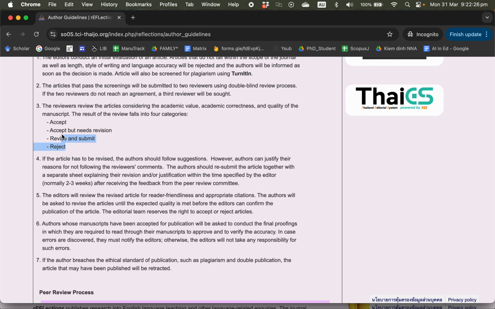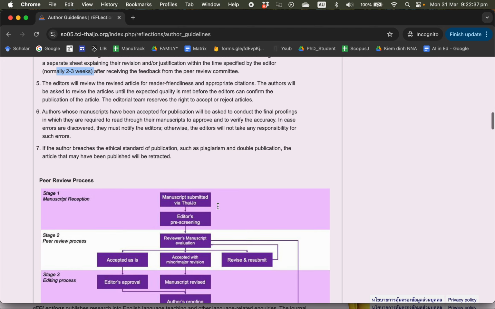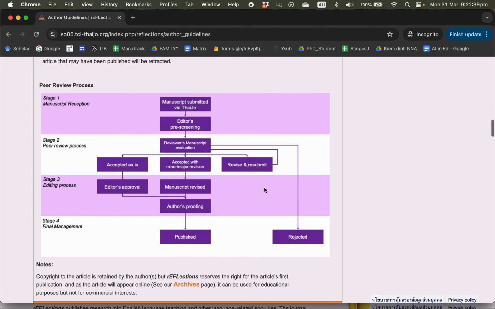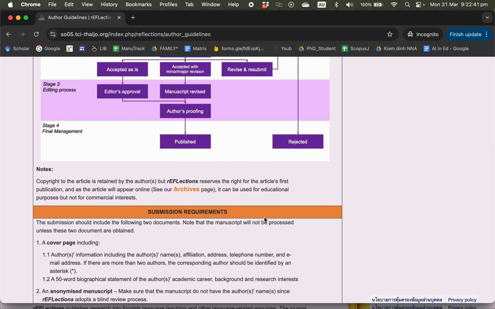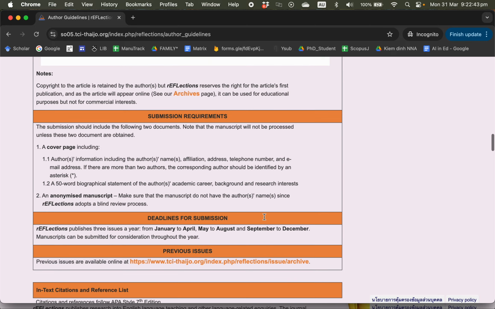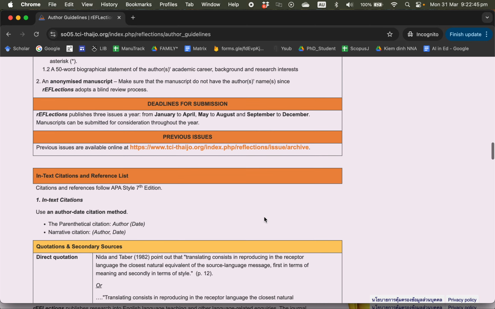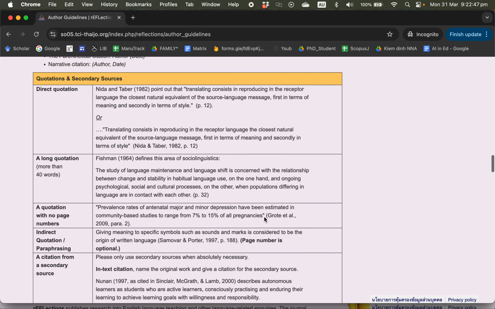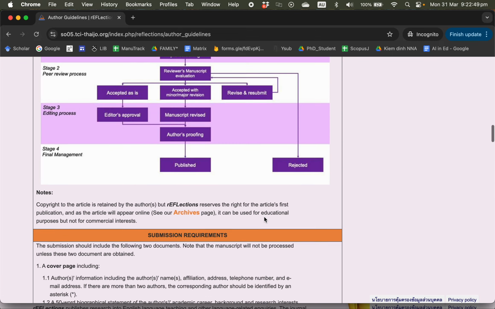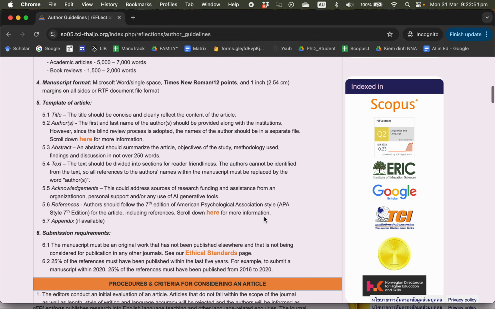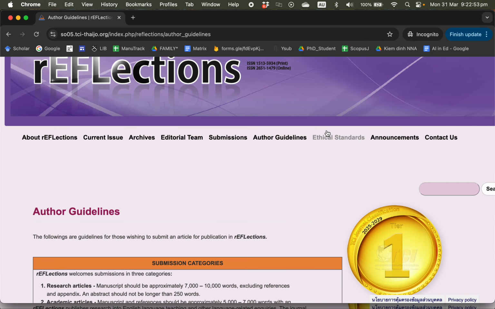Here they also advise you of the possible outcome categories, and to resubmit within 2 or 3 weeks after the feedback. And they even have a peer review stage process, and then the submission requirements. So this is an example which is pretty good. They provide very clear guidelines on that.